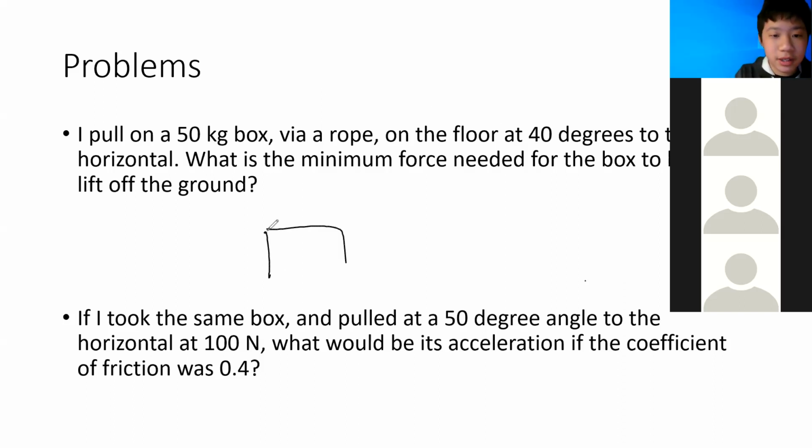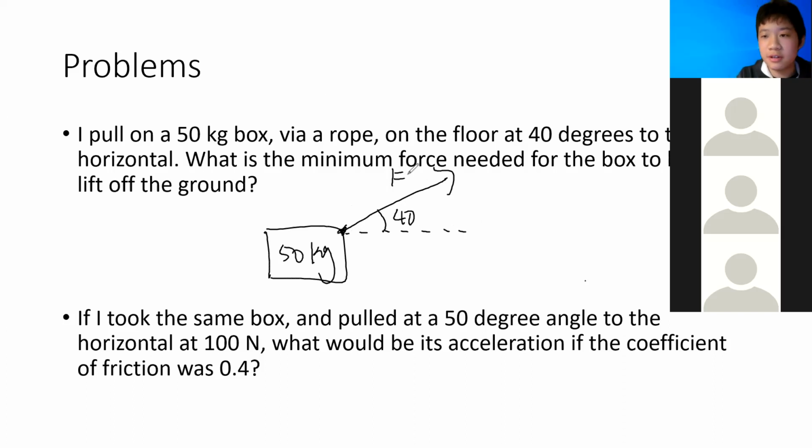So I have a 50 kilogram box. I'm going to pull it at 40 degrees to the horizontal with some force. What is the minimum force needed for the box to lift off the ground? Well, that's essentially the lifting force going straight up, because when I apply a force like this, it has an X component and a Y component, and the Y component is what we use to lift up the box.